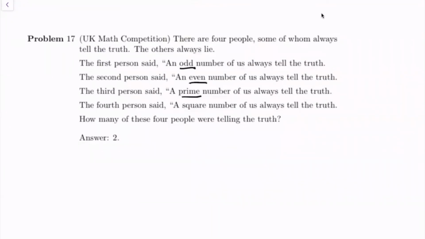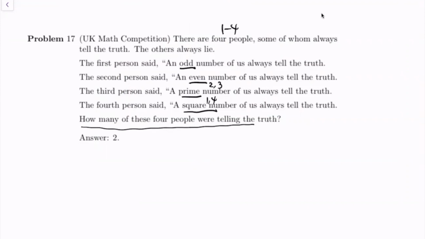Well, if there are 4 people, the prime number means 2 or 3, right? The fourth person says a square number of us always tell the truth. Again, because it's from 1 to 4, the square number will be either 1 or 4. Based on those statements, how many of them are actually telling the truth?